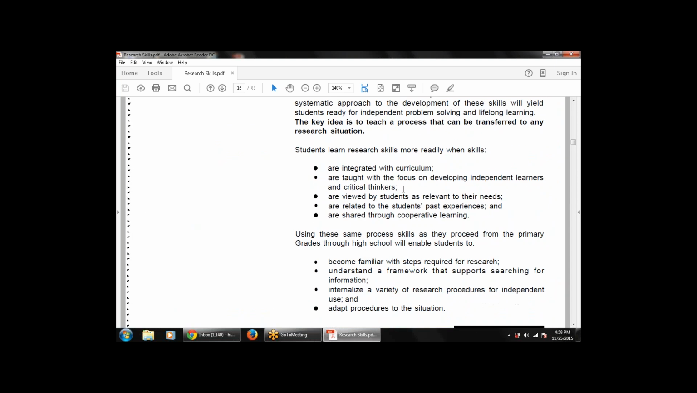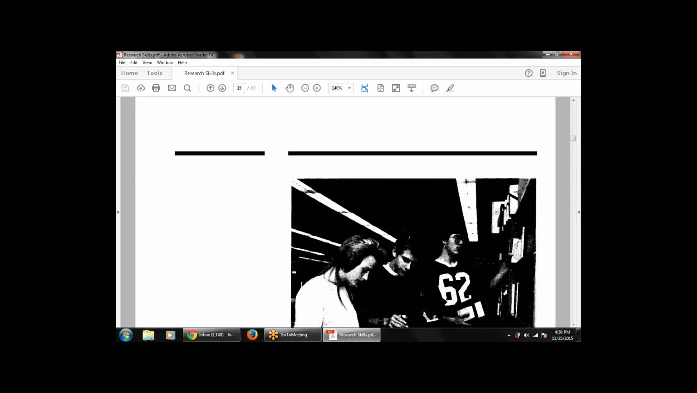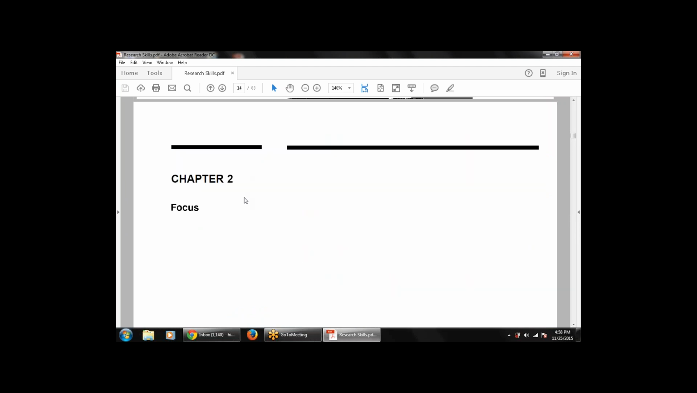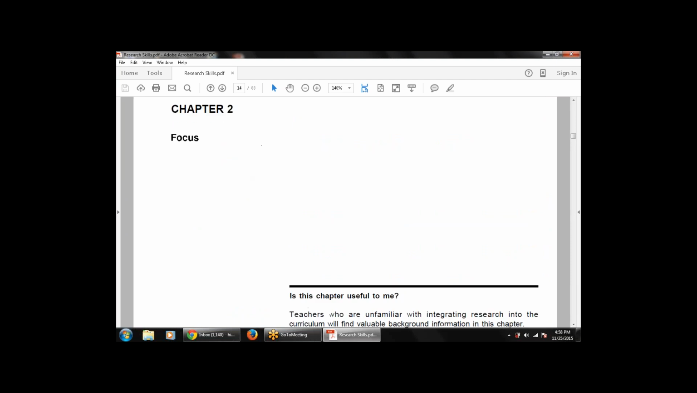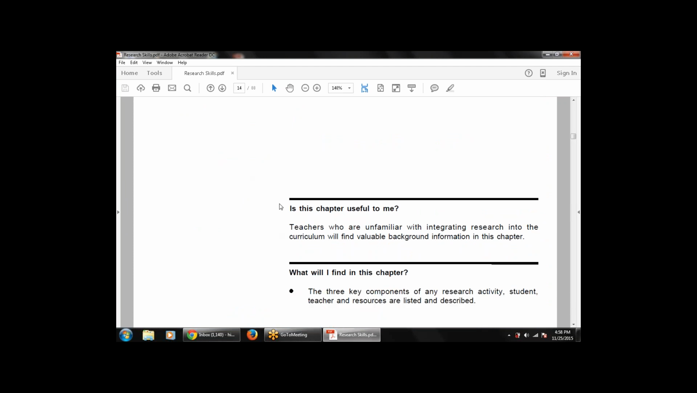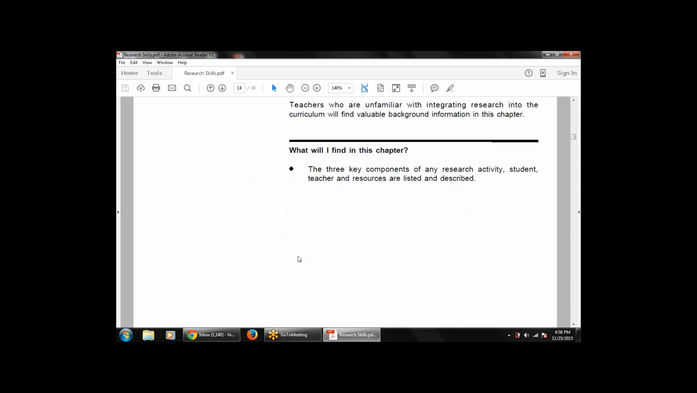This is the second chapter, which focuses on the student. So this is chapter number 2: a focus on the student, focus on the research, focus on the activities, and focus on the resources that are used. The main crux is that teachers who are unfamiliar with integrating the resources will find valuable background information in this chapter. There are 3 components covered in this chapter: the research activity, student and teacher, and the resources that are listed and described.